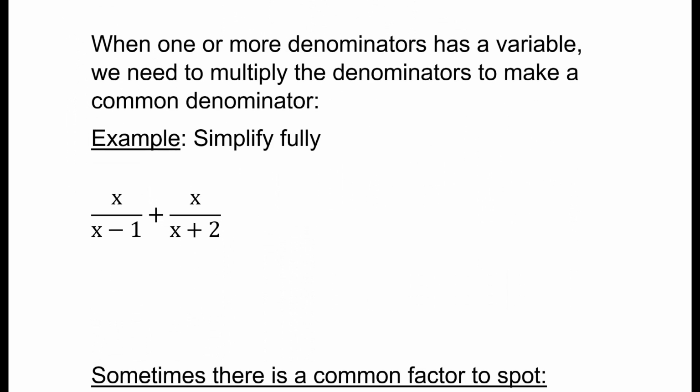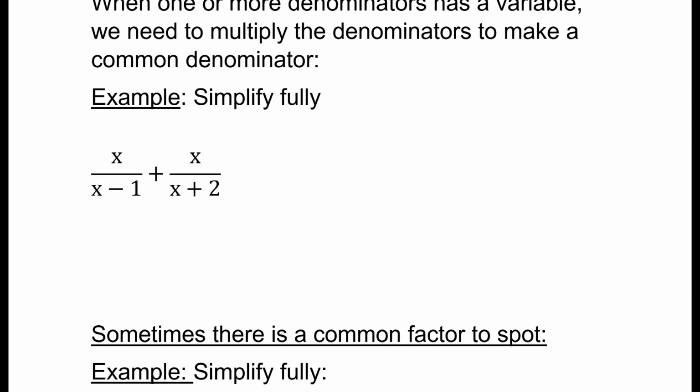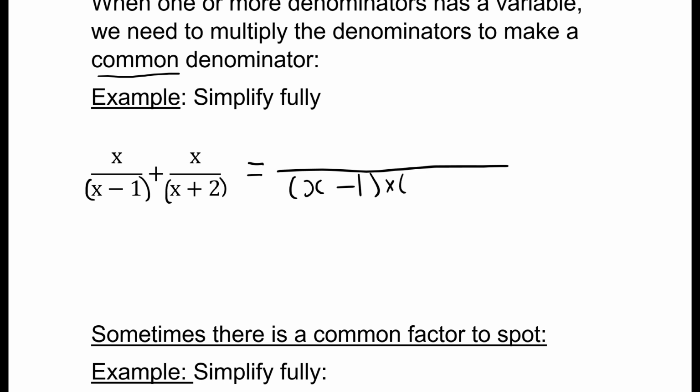However, when one or more of the denominators has a variable, we actually need to multiply the denominators in order to make a common denominator. So, for example, if we have x over x minus 1 plus x over x plus 2, to arrive at a common denominator, and generally you'll write it as one fraction straight away. To get a common denominator, we need to actually multiply x minus 1 and x plus 2. So we'll have x minus 1 times x plus 2 as our common denominator.